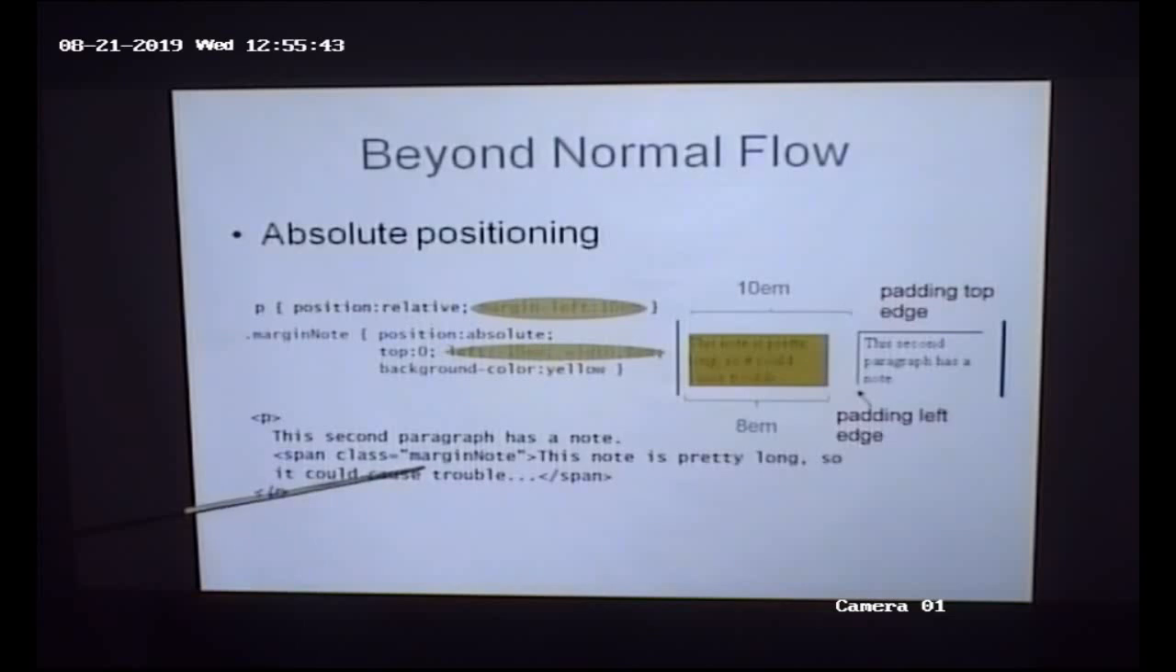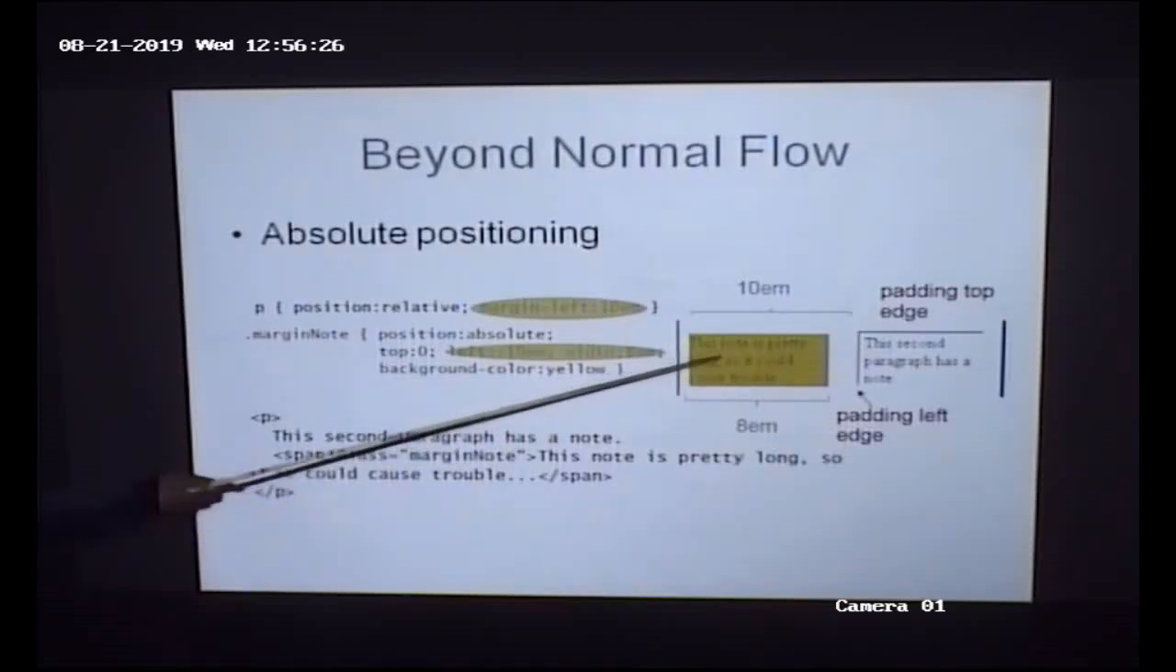When it comes to the margin-note class, the property given is position absolute, with top equal to 0 and left equal to minus 10 em, and width equal to 8 em. Background color is yellow. So what happened for this span? The span starts from this note, which is pretty long, so it could cause trouble. That is the available content for the span. By mentioning margin-note, this span property changes the content from this note. See here, this note is pretty long, so it could cause trouble.